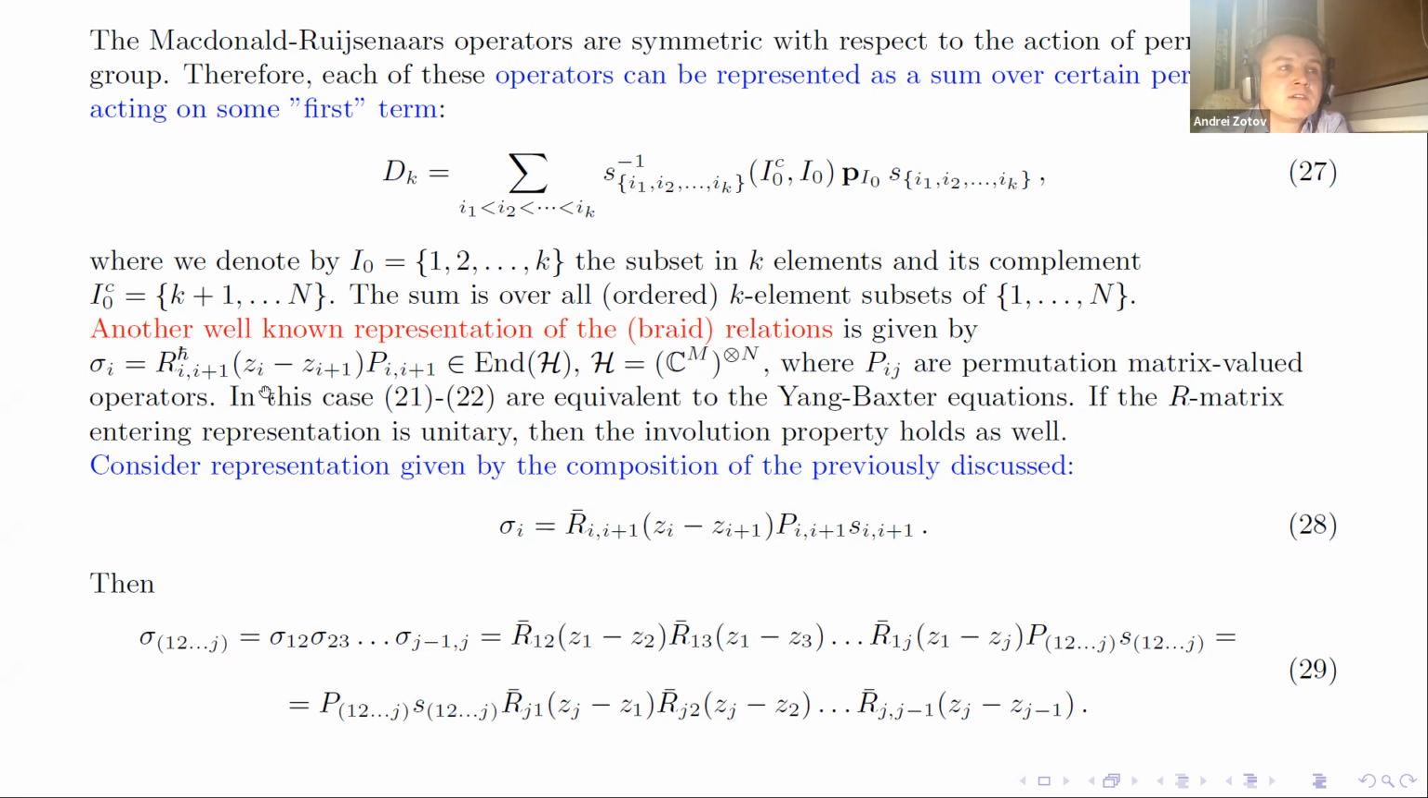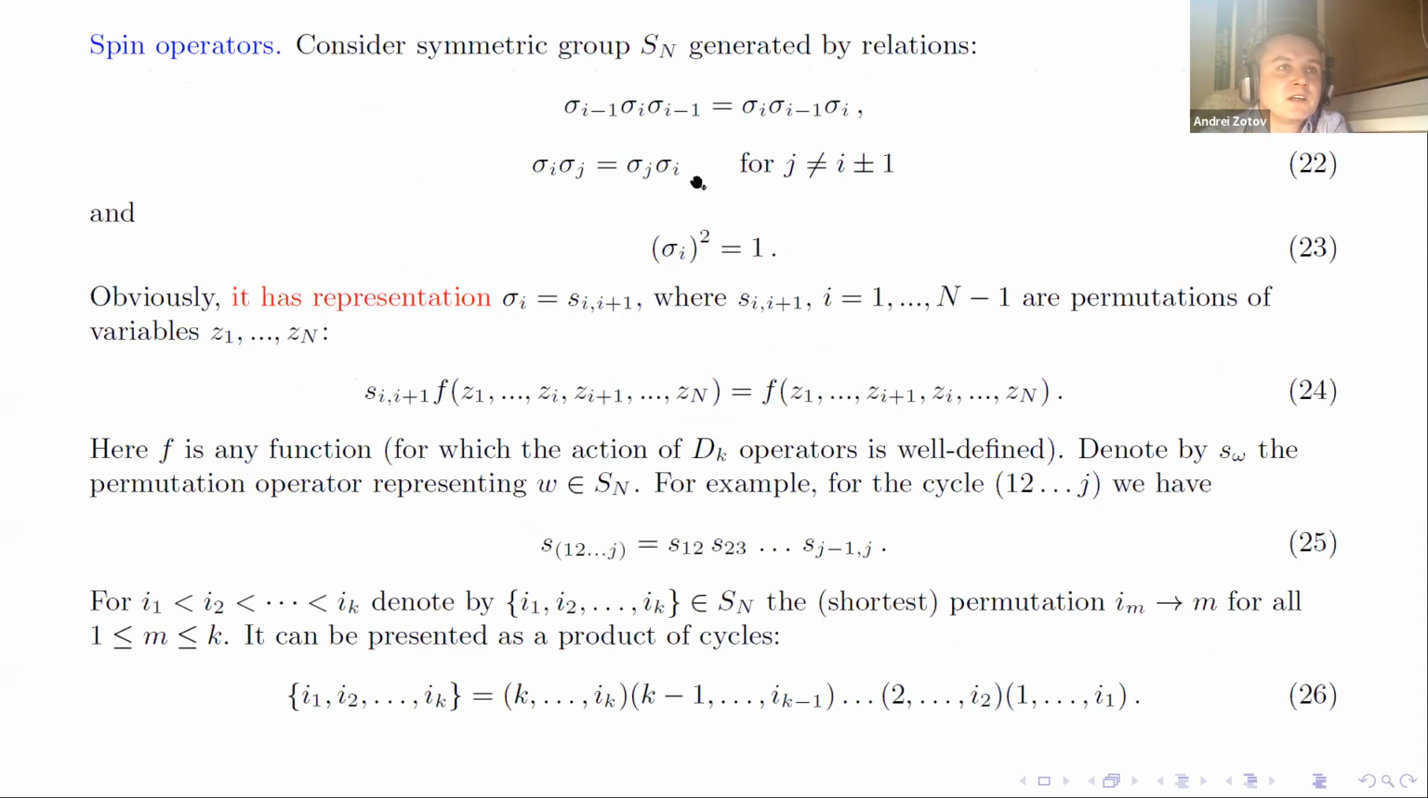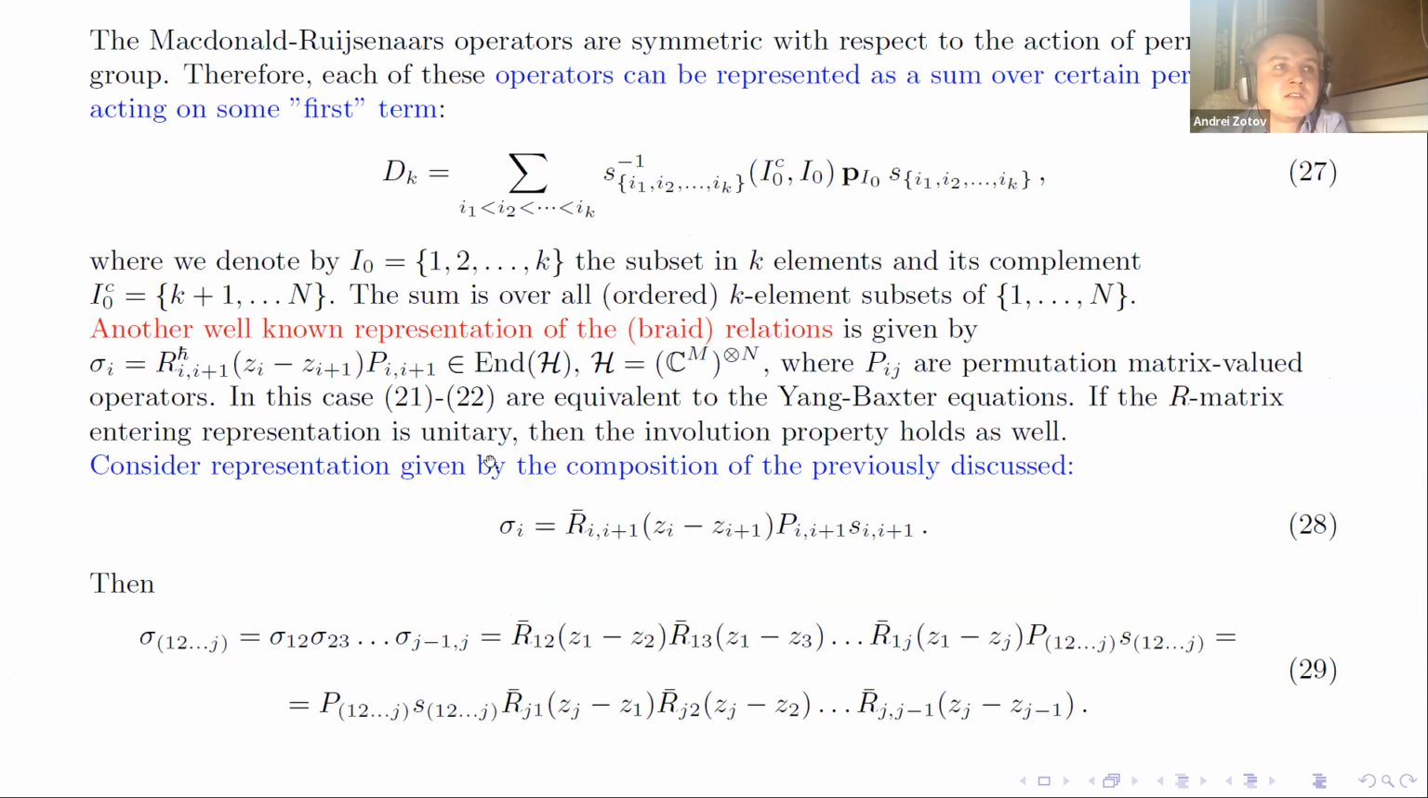So it's widely known that this expression indeed satisfies this condition just due to the Yang-Baxter equation, and the involution property arises if this R matrix is unitary, and this is our case, so it also holds true, so that we can now consider a composition of the previously discussed representation. It consists of permutations of arguments, permutation of vector spaces, and R matrices.